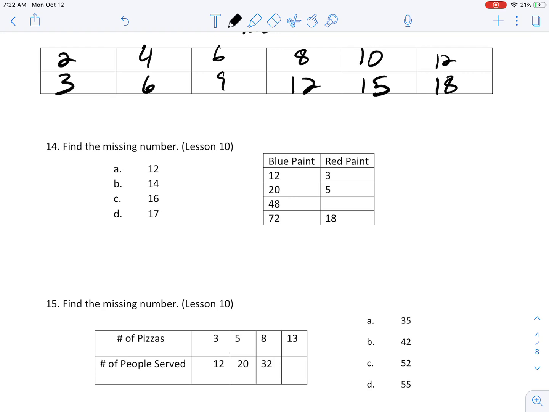Number 14 says find the missing number. We just have to find the relationship. What are you doing to 12 to get 3? You're dividing by 4. 20 divided by 4 is 5. 72 divided by 4 is 18. So we have to do 48 divided by 4, which gives you 12.